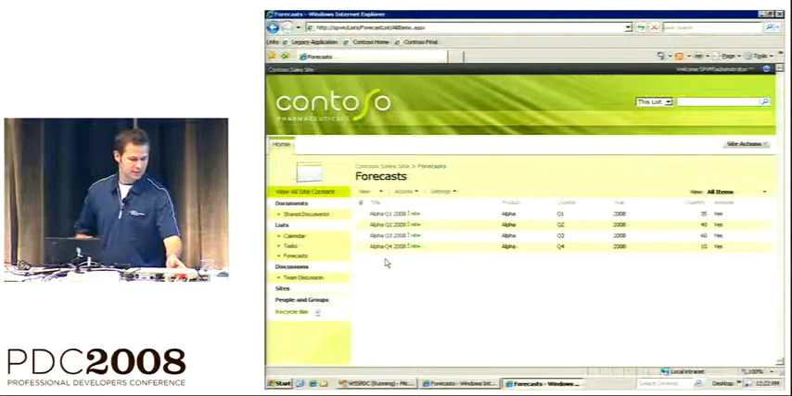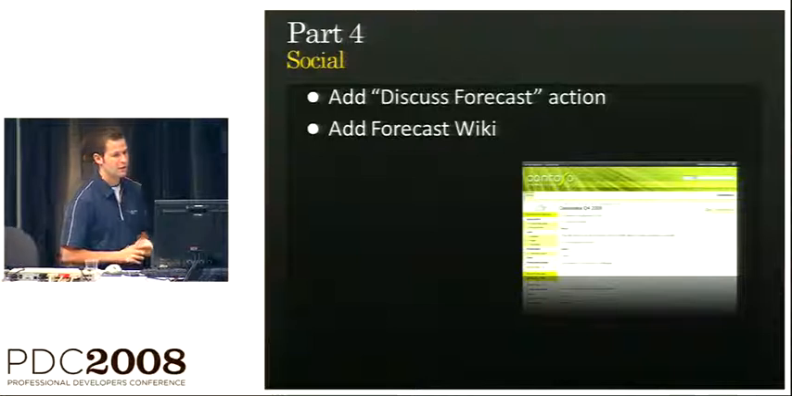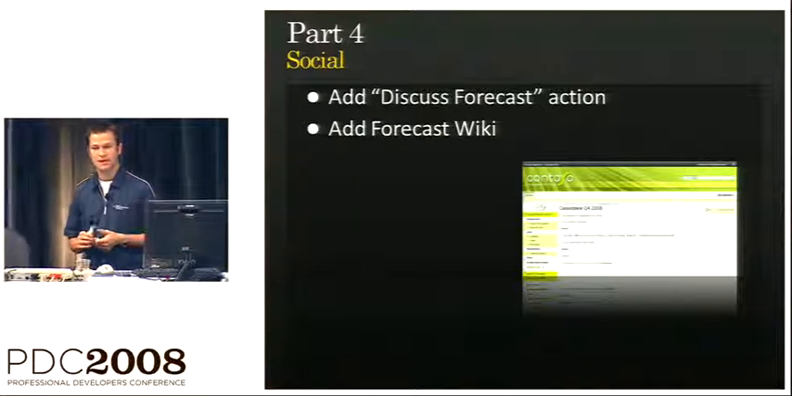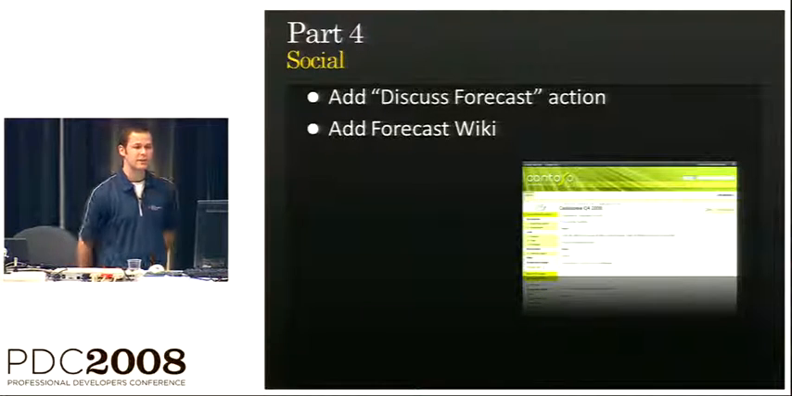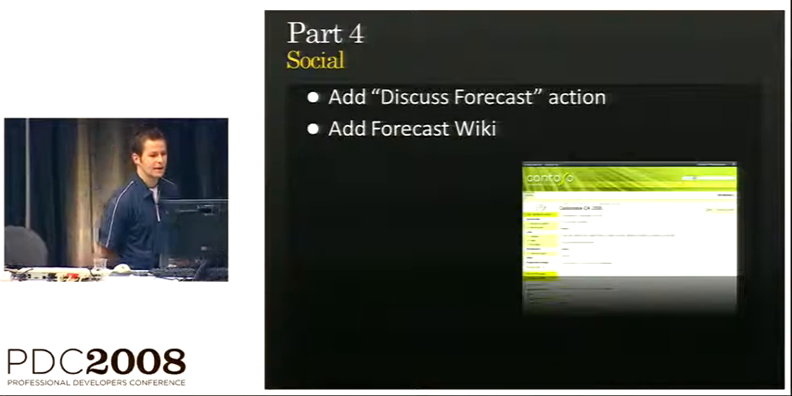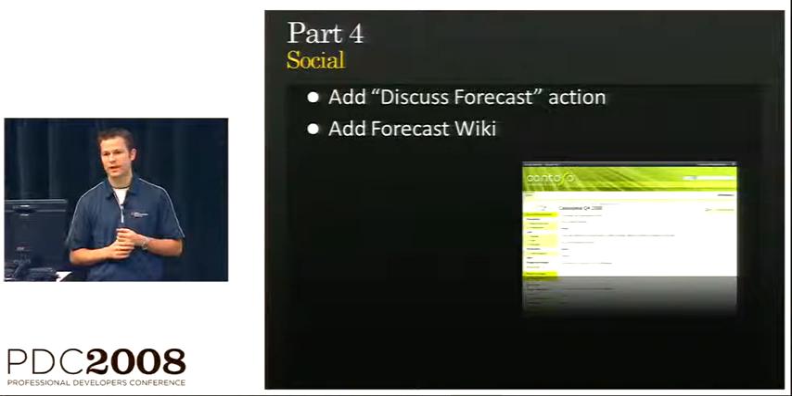Now, let's move on to the next part of the demo. Part 4, adding some social aspects to our application. What we want to do here is allow people to discuss forecasts for a particular forecast. And the way we're going to do that is using a wiki.